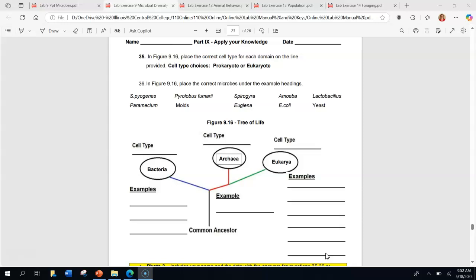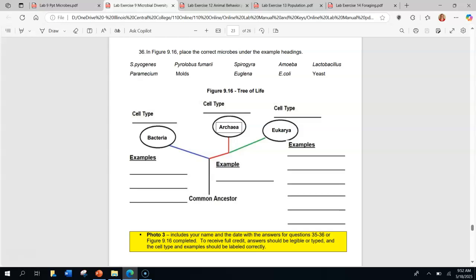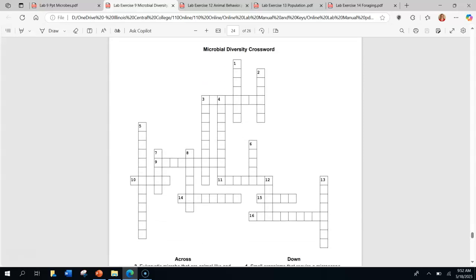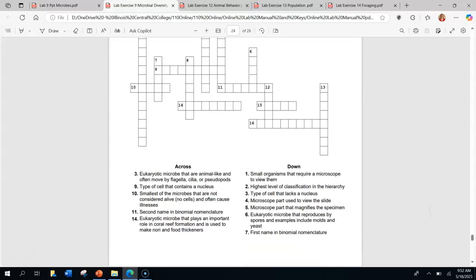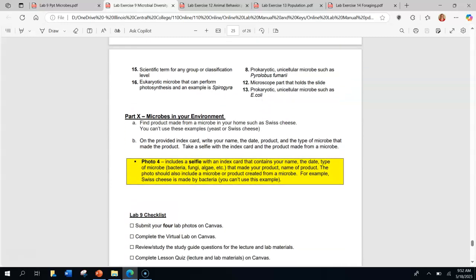All of the answers are in the lab manual. So for example, under archaea, our example is going to be Pyrolobus fumari. So you're going to put that on the line under example. Take a photo, it needs to be legible and clear so I can read your answers, and that is photo 3. Then you have a crossword for practice, which is just that, it's for practice. Those are great study aids for tests and quizzes.